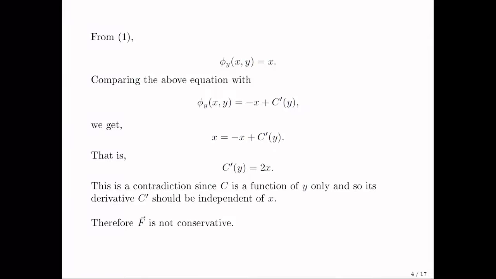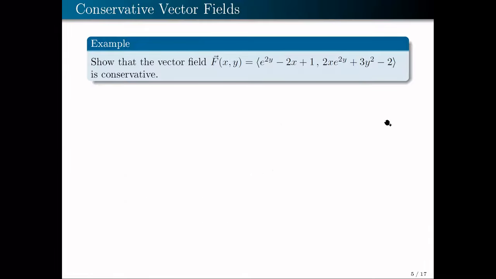Therefore, we have shown that f is not conservative. Okay, in this example, we want to show that this vector field in space is conservative. So to show that this vector field is conservative, we must find a potential function whose gradient is equal to this vector field. Okay, so to start the solution, let's assume that a potential function phi for f exists.